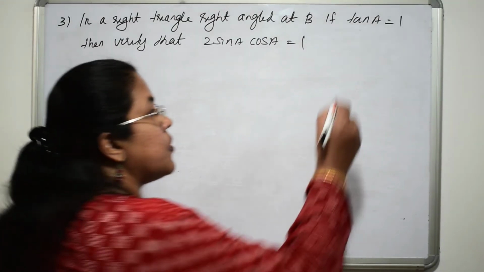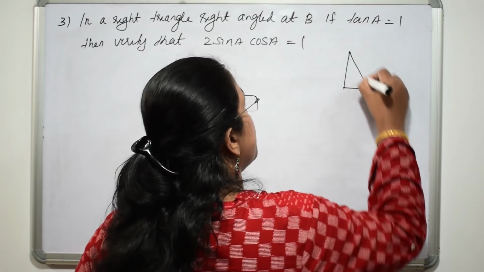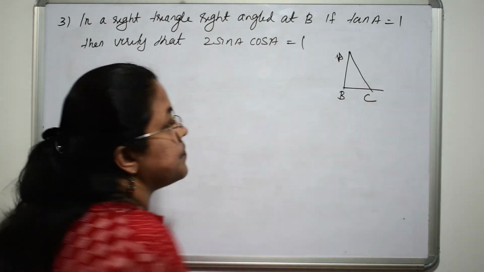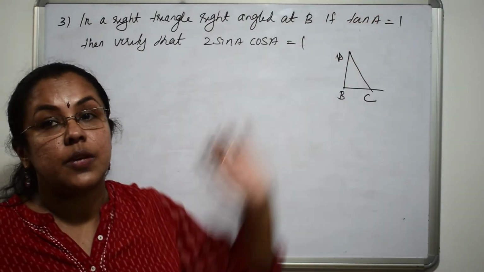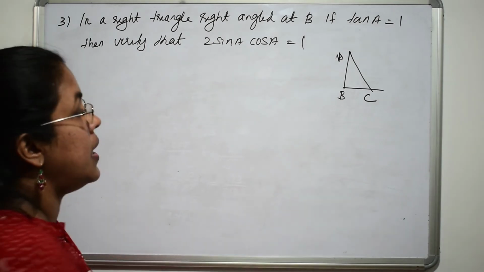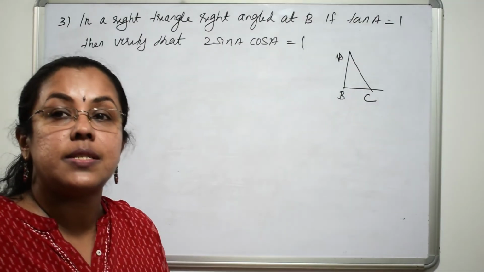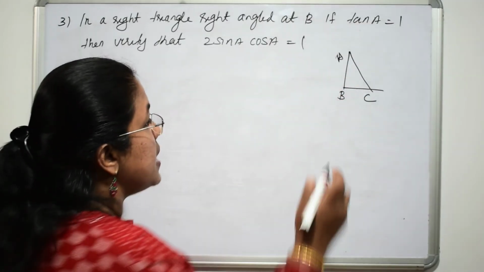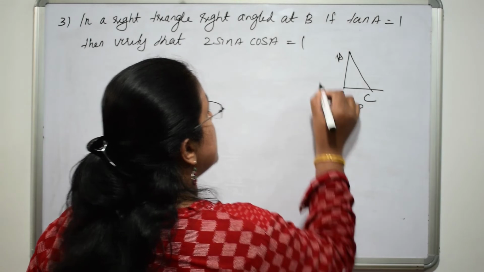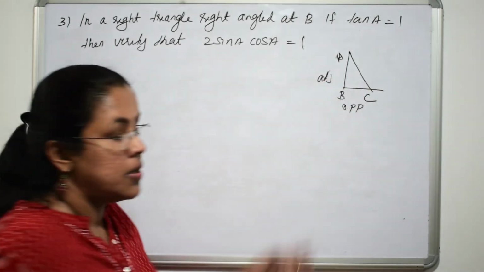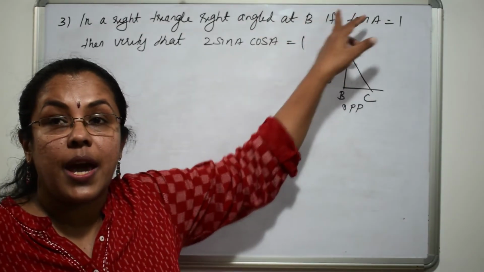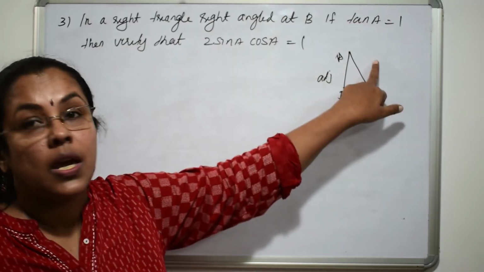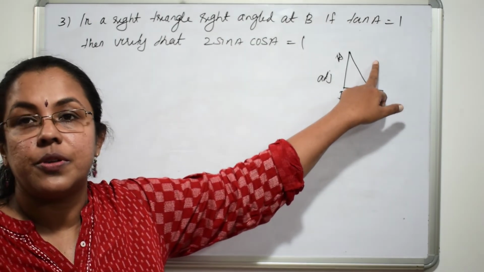For that, first of all, draw a right angle triangle. Given, it is right angled at B. Tan A is equal to 1. With respect to A, write the opposite side and adjacent side first. With respect to A, opposite side is BC and adjacent side is AB. Side which is adjacent to the angle is called adjacent side and the other side is called opposite side. Hypotenuse is always hypotenuse. Clear?